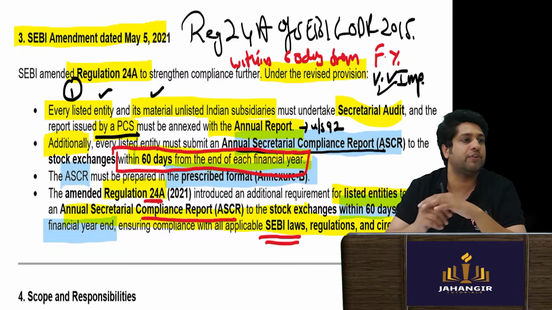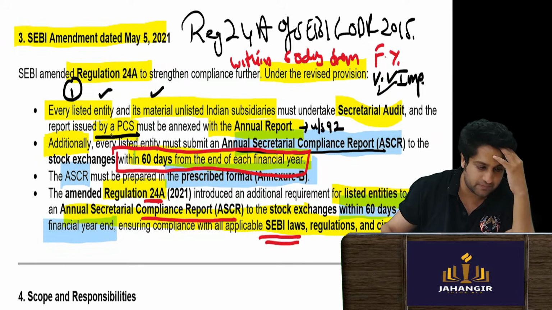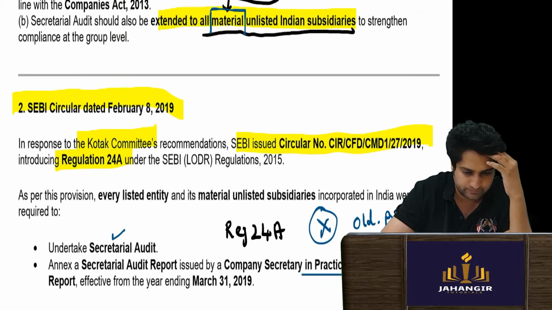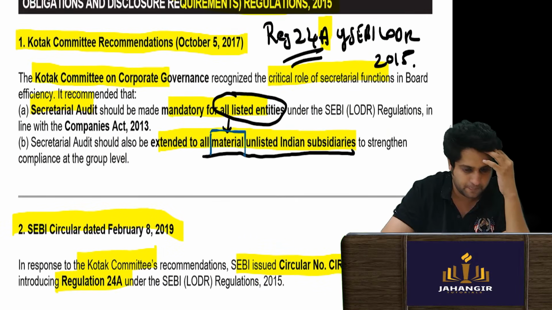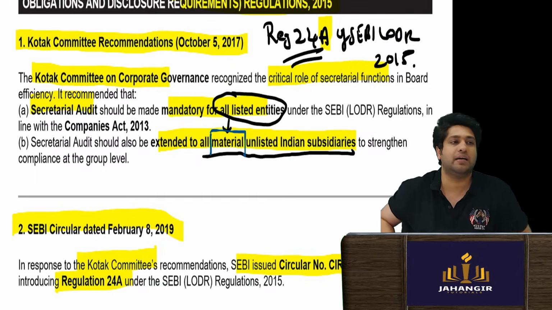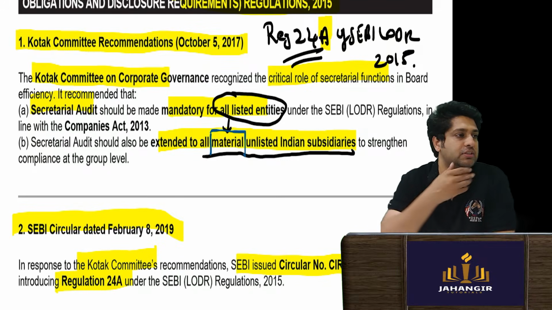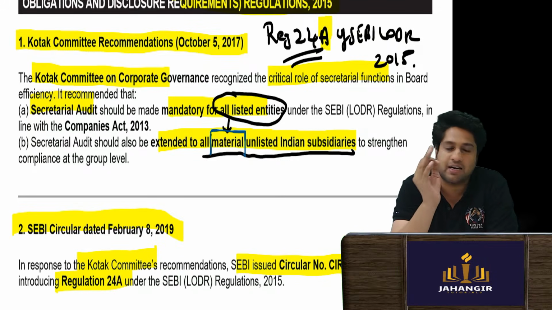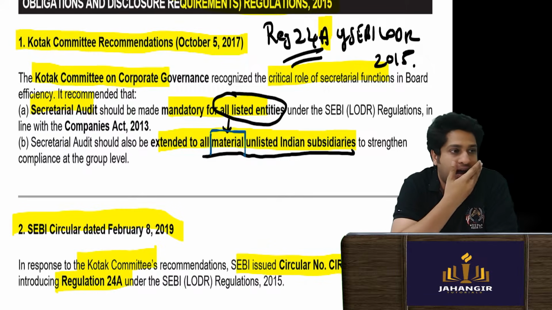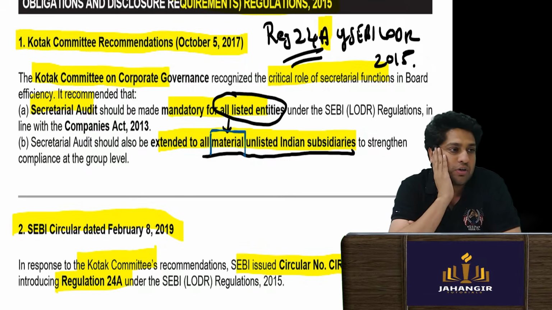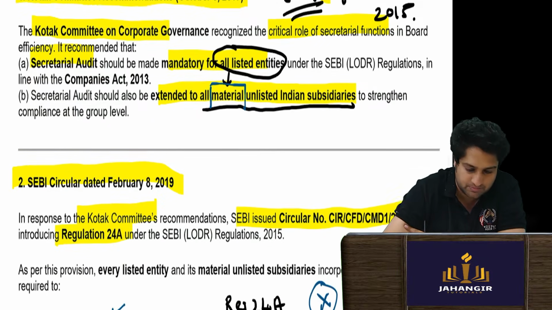So the very first one is that if you come here, very important. I don't know whether you've written it or not. As per the Kotak Committee, given the critical role of secretarial functions, secretarial audit is mandatory for all listed companies, and that has been extended to material unlisted subsidiaries also. Okay, material unlisted subsidiaries.